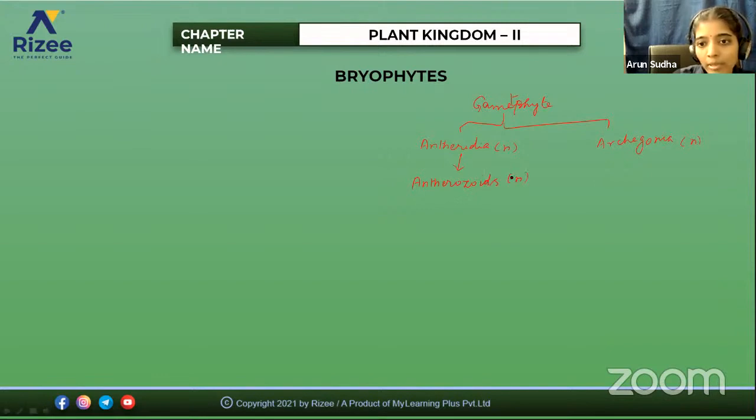Anthrozoids, which is also a haploid stage. And here, the Archegonium contains a single egg cell. Archegonium is the organ and it contains the egg cell. So now what happens is this anthrozoid is motile and here the egg is static. The anthrozoid fuses with the egg and it forms a zygote.